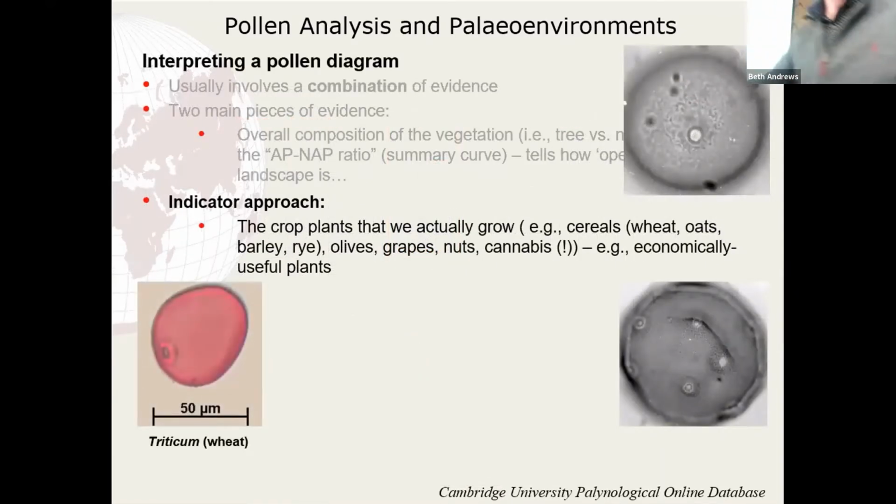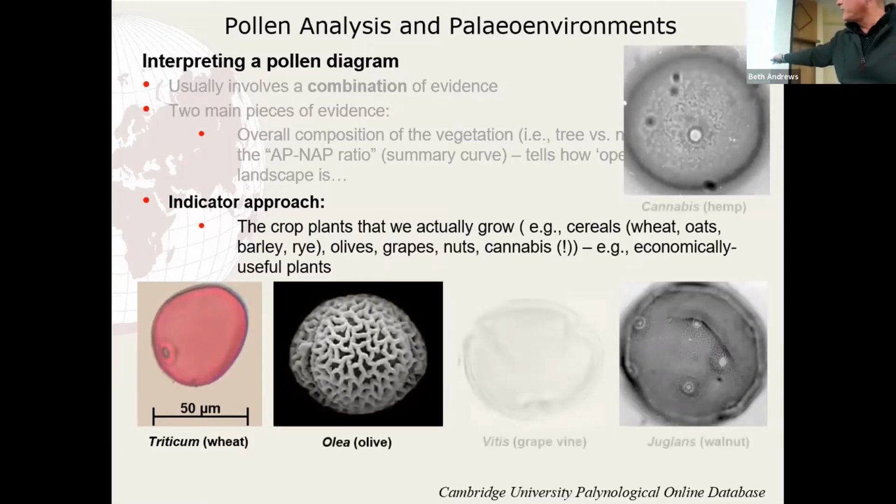The indicator approach is looking at the actual pollen grains themselves. So some of them are really valuable to us. These are the crop plants that we actually grow that form our economy. So think of the cereals, the wheats, the oats, the barley, the rye. Where I work in the Eastern Mediterranean, olive is important, as well as grapevine and nuts.